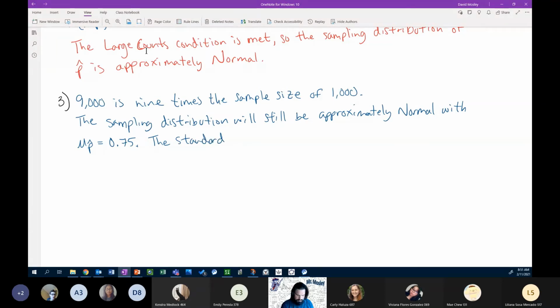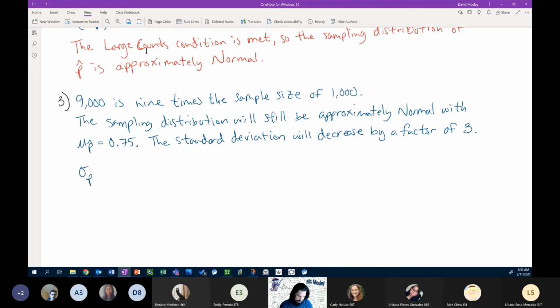Standard deviation will decrease by a factor of 3. This is because, again, 9,000 is 9 times the sample size of 1,000. The square root of 9 is 3. Okay? And because we're taking square roots of things, that's how we get to this factor.